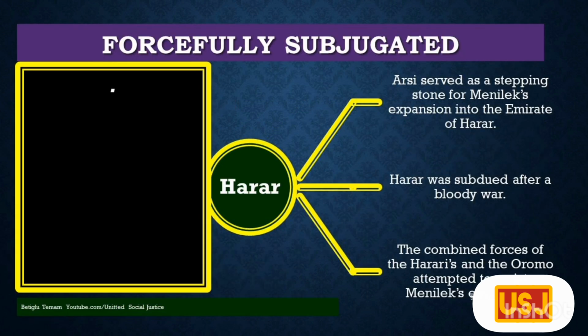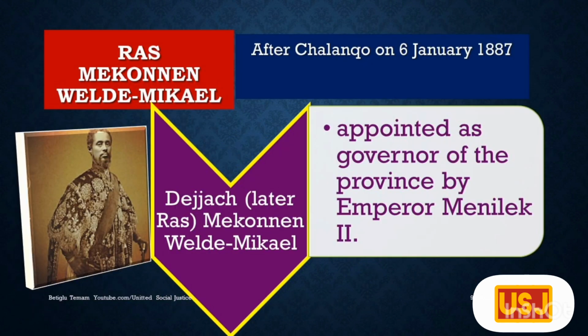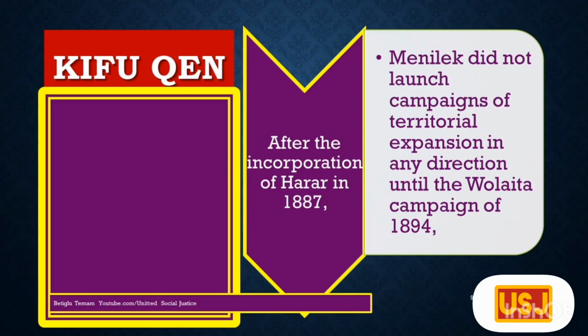In the Chelenqo battle, not only the Harari forces but also the Oromo people fought against the forces of Shua under Negus Menelik. Chelenqo, the main battleground of the war, is about 90 kilometers from Harar's historic walled city. This victory brought an end to the independent existence of the Emirate of Harar.